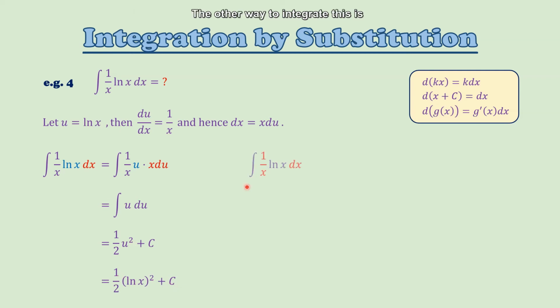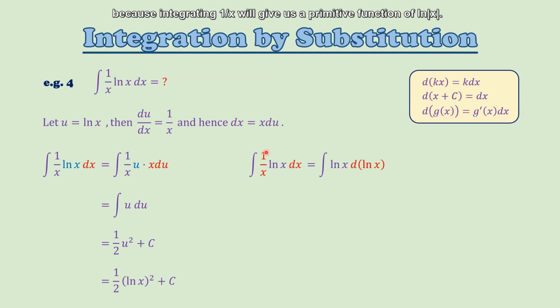The other way to integrate this is first of all putting this 1 over x inside the differential by integrating 1 over x, so that we can get this. Normally, we should put the absolute value sign here, because integrating 1 over x will give us a primitive function of log absolute value of x. However, in this case, there is no need to put the absolute value sign here, because from the integrand, we can see that the domain of the integration is all positive x. Therefore, we can rule out the cases of negative x, and therefore the absolute value sign is meaningless. After this, we can do the integration straightforwardly.